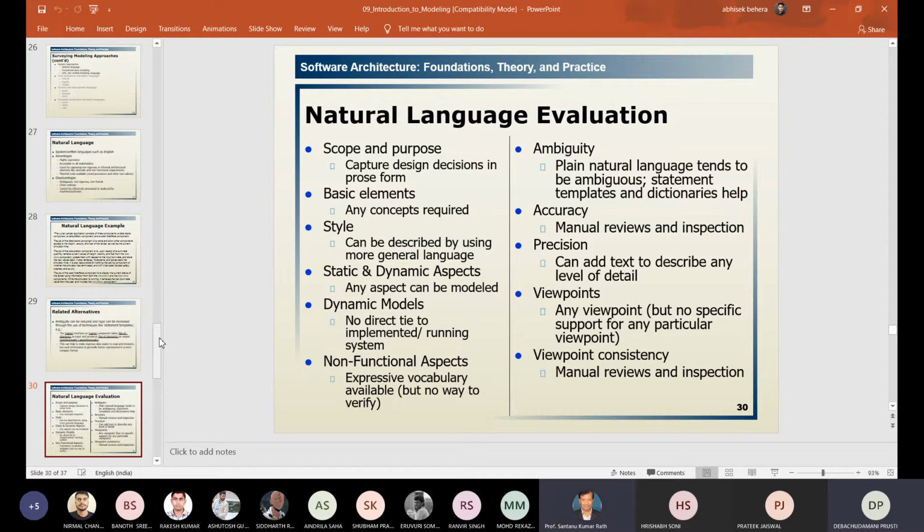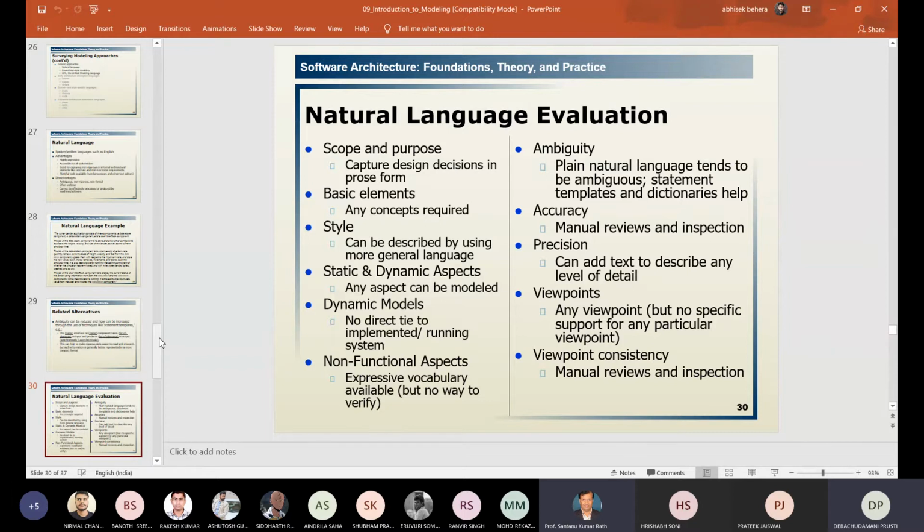The first one is the natural language evaluation. So here, the scope and purpose: already we discussed, it is the gist part. It captures the design decision in prose form. It will capture the entire design decision.